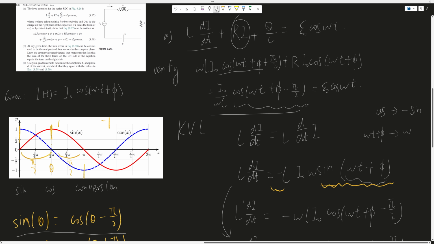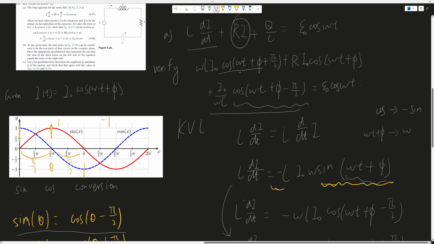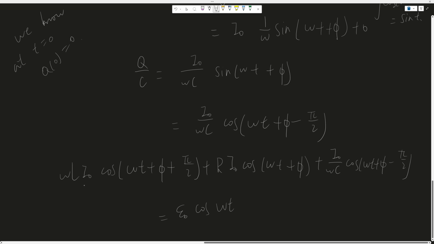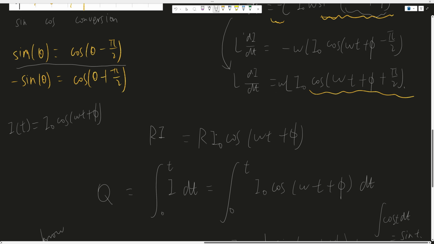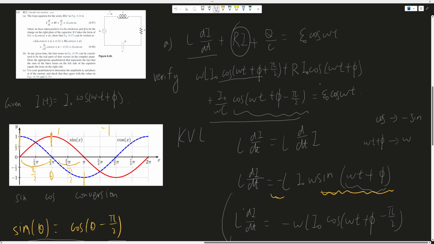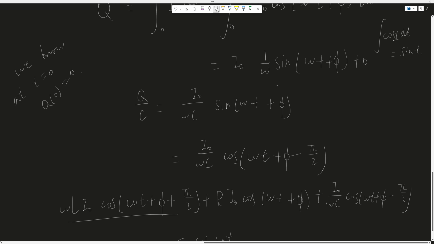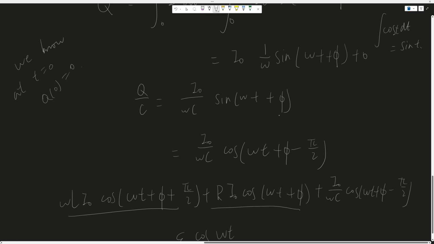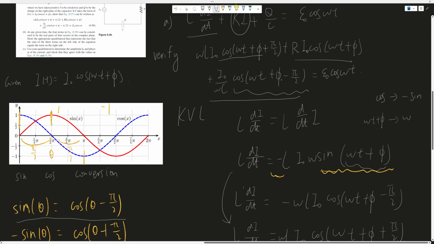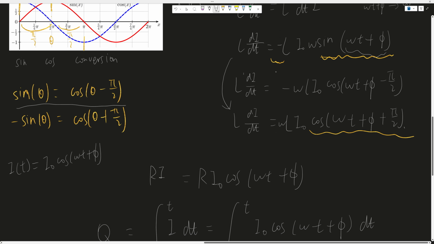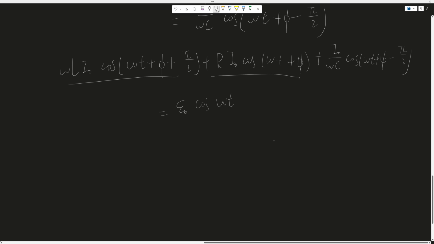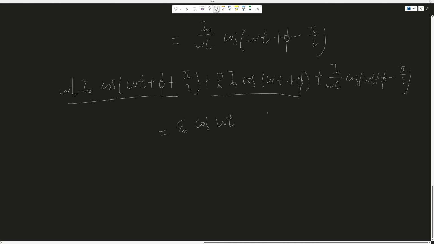And so that matches our formula here. So just to double check, first term, it matches. Second term, it matches. And the third term, it matches. And so that is our answer to part A.